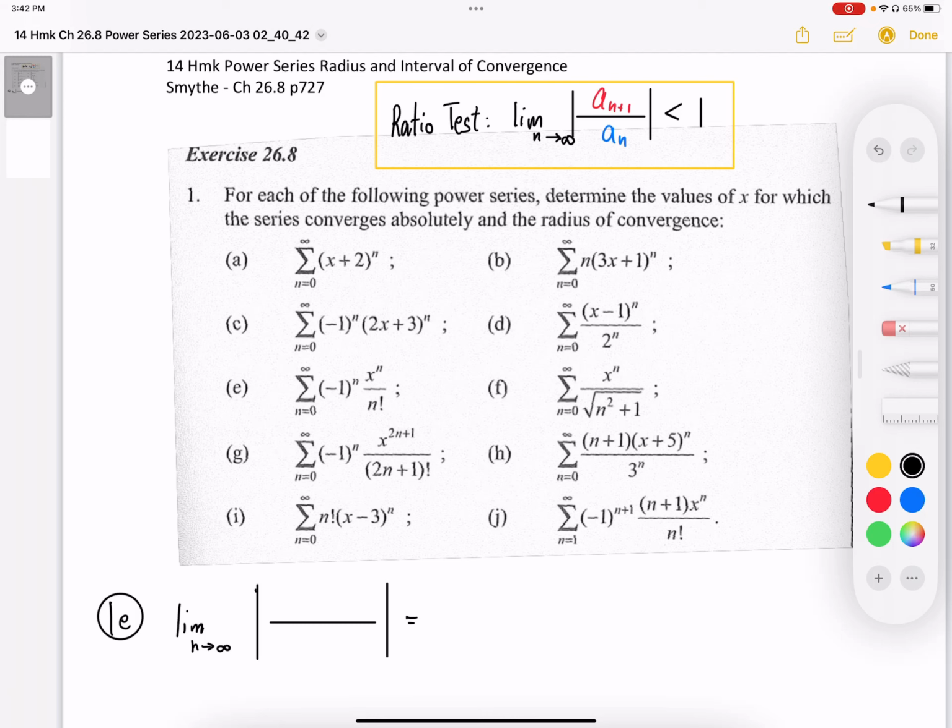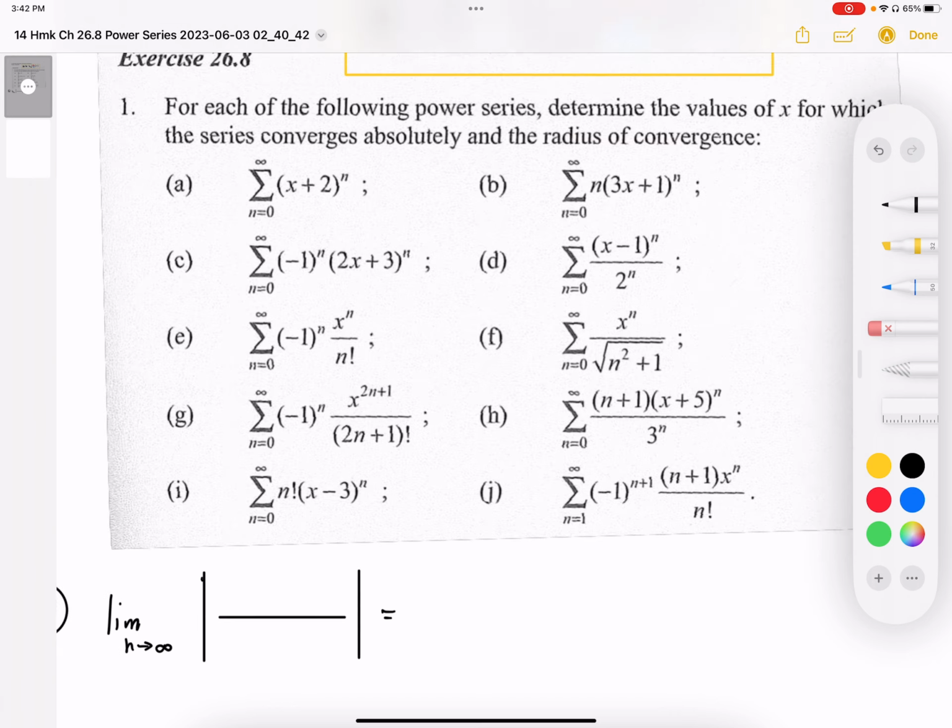We're going to use the ratio test on 1e, and if you notice that it is an alternating series, so that's a good sign. Okay? And we have a factorial in the denominator, so that's another pretty good sign of convergence. So we're going to set up our ratio test.